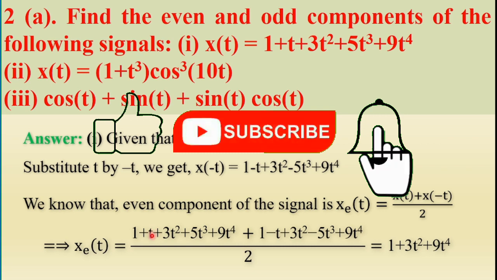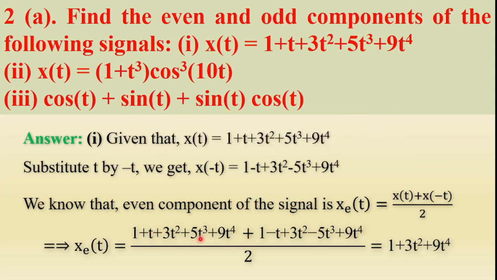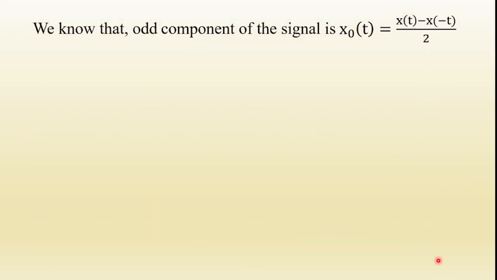Now here in the numerator, plus t minus t is cancelled, and 5t cube minus 5t cube is cancelled. The remaining terms in the numerator are 1 plus 1 is 2, 3t square plus 3t square is 6t square, and 9t power 4 plus 9t power 4 is 18t power 4. Numerator and denominator 2 cancel. We get the even component of the signal as 1 plus 3t square plus 9t power 4. This is the procedure to determine the even component of the signal. Next we can determine the odd component of the signal.